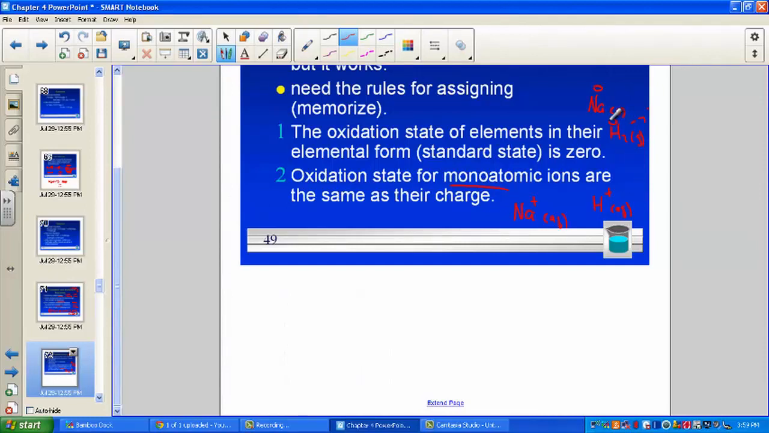Molecular hydrogen, oxidation state of 0. Hydrogen ion, oxidation state of +1. Chloride ion, oxidation state of -1, and so forth. So the oxidation state for the ions, as we find them on the periodic table and deduce their charge, match their oxidation number.